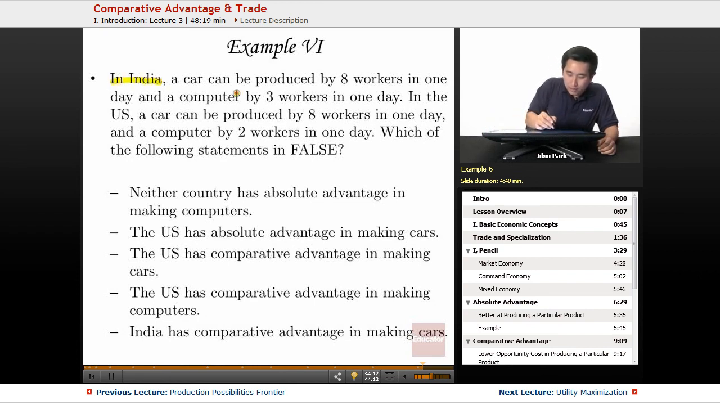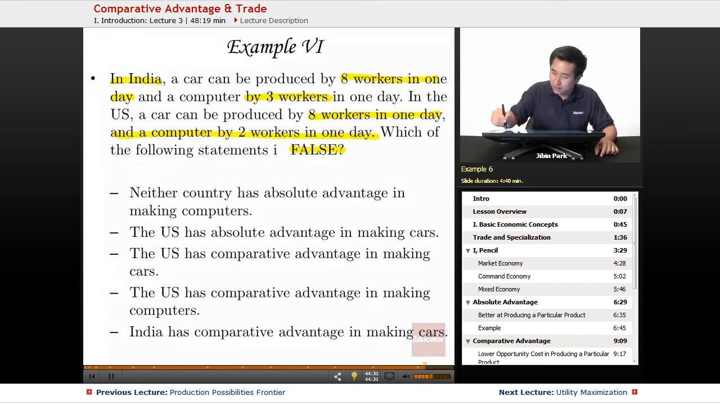In India, a car can be produced by 8 workers in 1 day and a computer by 3 workers in 1 day. In the US, a car can be produced by 8 workers in 1 day and a computer by 2 workers in 1 day. Which of the following statements is false here? Which of the following statements here is going to be false?